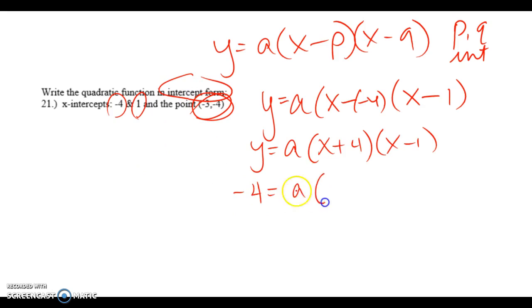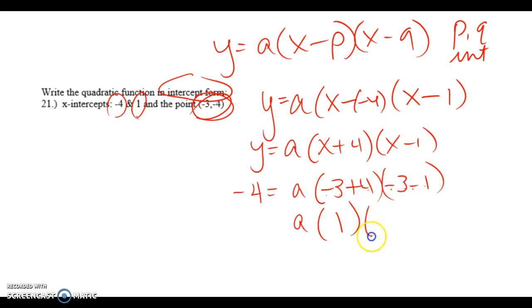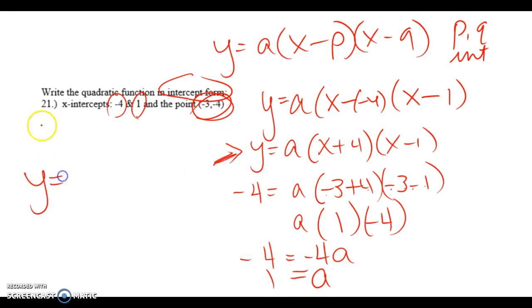-4 equals a, -3 plus 4, -3 minus 1. -3 plus 4 is 1. -3 minus 1 is -4. -4 equals -4a. a equals 1. Now I take the a, and it goes back into that equation. y equals 1, which you don't need to write.